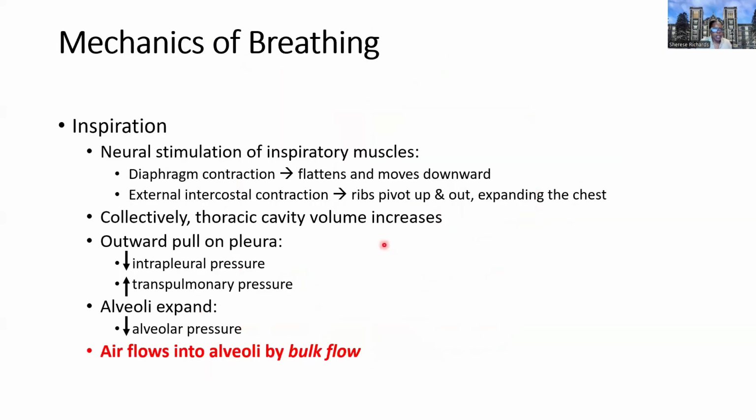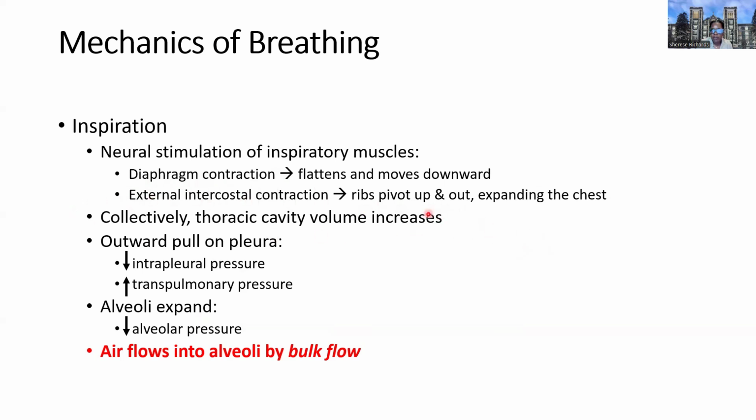Okay, so let's talk about the sequence of events, bringing in the neural stimulation. Remember that these muscles are innervated by the nervous system, so that plays a huge part in what triggers them. During inspiration, we have nervous stimulation of our inspiratory muscles, such as the diaphragm, which is innervated by the phrenic nerve. This causes the muscle to contract and flatten out or move downward. Similarly, the intercostals, which are innervated by the intercostal nerves, cause the ribs to pivot up and out to expand the chest.